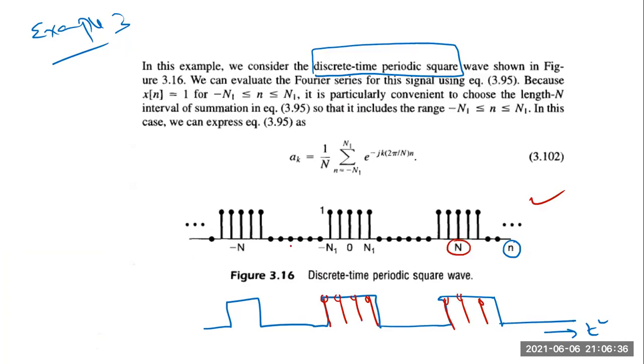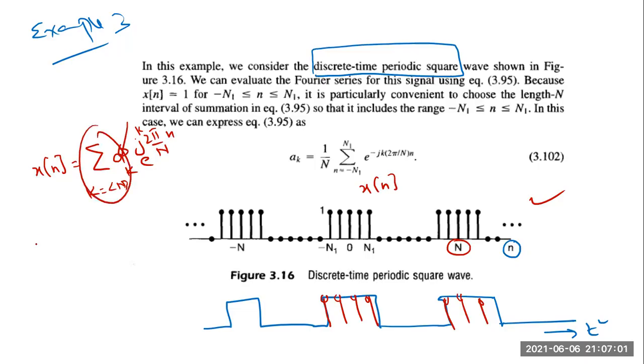Now, in this case, we cannot use Euler's relationship. So this is x of n given to you, and you are asked to find its Fourier series. So what is the Fourier series of this signal? Now, in order to expand this, you must know a_k. So all we need to do is find a_k. So a_k can be found, and you can use this equation, which we have derived already.